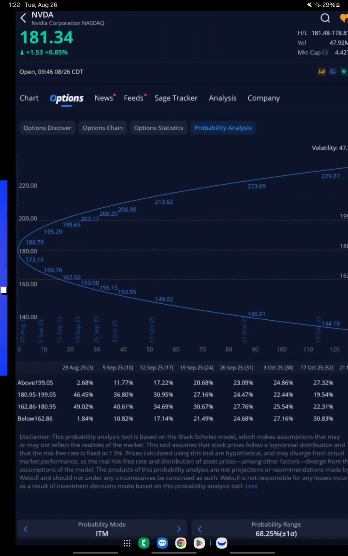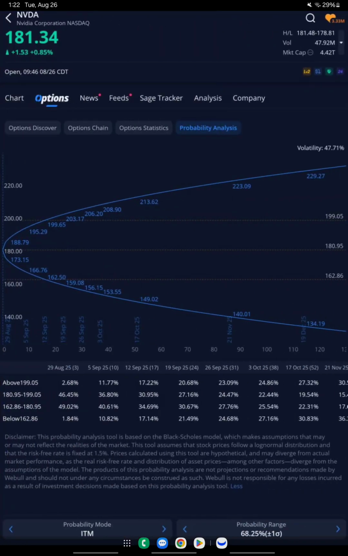So, what is a probability analysis for options? Let me show you what we are looking at here. This is NVIDIA. At the time when I did this capture, the stock was trading at 181.34, and I've pulled up Webull's probability analysis tool. The curve that we are looking at is showing us a range of prices.